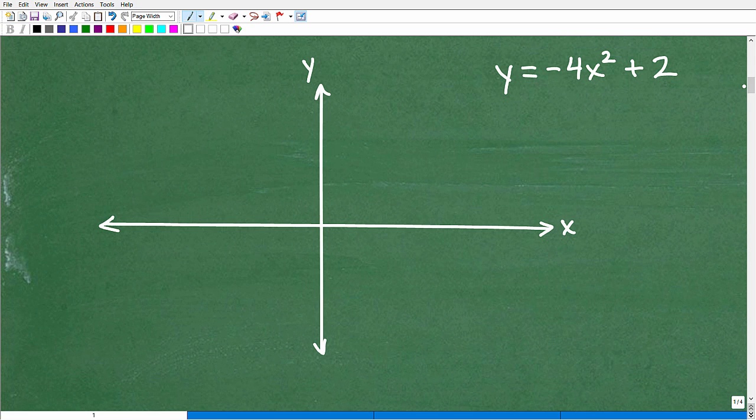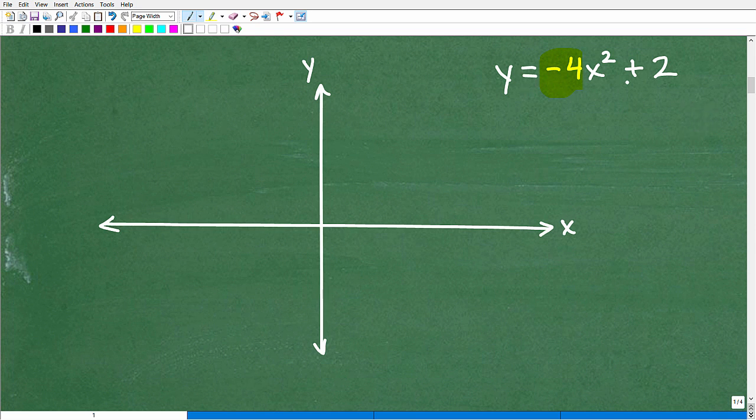All right, so right off the bat, what are we dealing with? Are we dealing with a happy or sad parabola? Well, I have a negative 4 in front of this x squared, so this is going to be a sad little parabola, so we know that that's going to be the general shape.